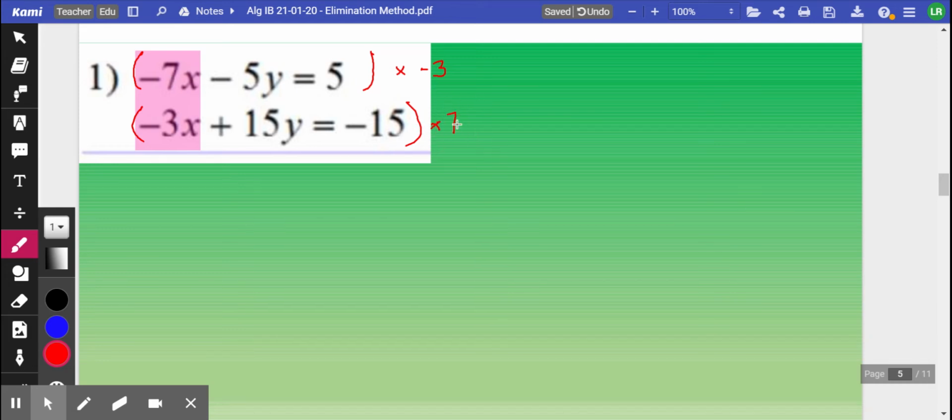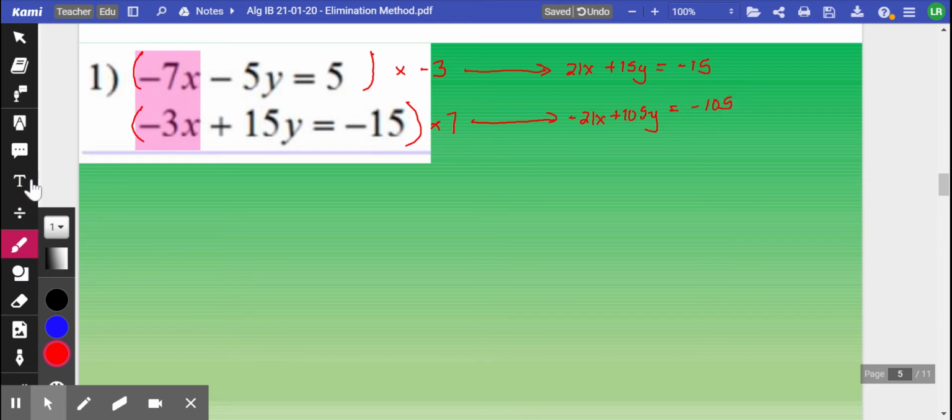Now, when I do that, I have to make sure I multiply all three parts by this number. If I miss a multiplication, that's going to mess up my problem. So all three of these by -3: -7x times -3 is positive 21x. -5y times -3 is positive 15y. And 5 times -3 is -15. The bottom equation, all three of these, I have to multiply by 7. So that's going to give me -21x. 15y times 7 is positive 105y. And -15 times 7 is -105.